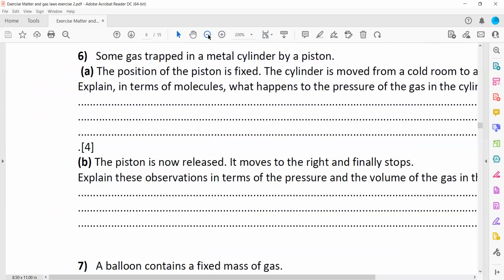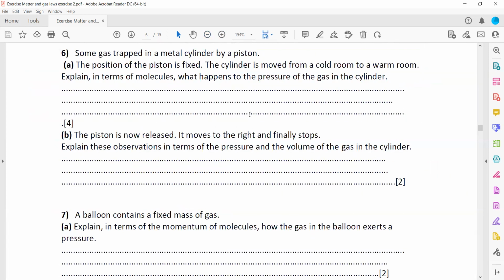In question 6, some gas is trapped in a metal cylinder by a piston. The position of the piston is fixed. Like we have a container and this piston is there. The movable lid is called a piston. But here in this question, the piston is fixed. The cylinder is moved from a cold room to a warm room. Explain in terms of molecules what happened to the pressure.